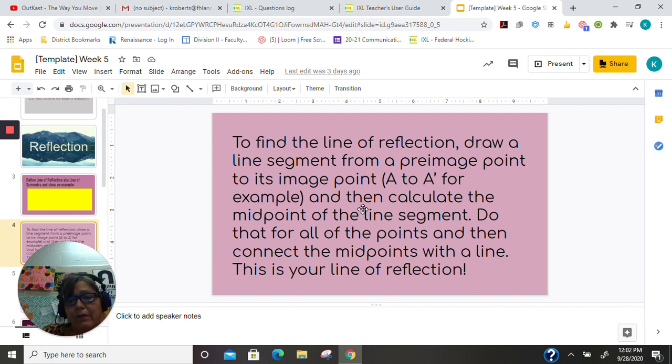And then once you've drawn those lines, A to A prime, B to B prime, C to C prime, then you find the midpoint of all of those lines you just drew in. You do that for all the points. I said A, B, and C. It could be a square, and so it would have A, B, C, and D, or it could be labeled X, Y, Z, or whatever, but you just go from the pre-image to the image on every point, every vertex, and find the midpoints.